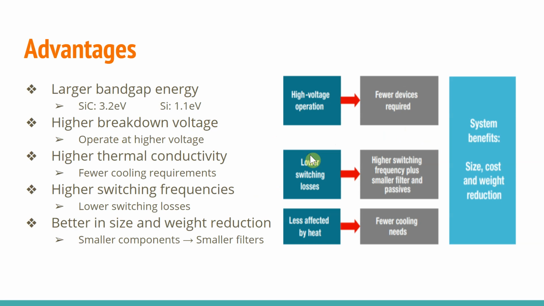So silicon carbide has a larger bandgap energy of 3.2 electron volts, while silicon has only 1.1. It also has a wider bandgap, which allows the MOSFET to tolerate higher temperatures and thus operate at much higher power levels. They also have a higher breakdown voltage and a low drain to source on resistance, which allows them to operate at higher voltages.